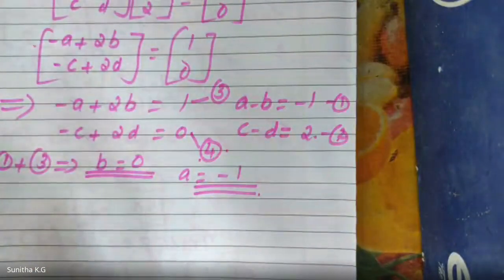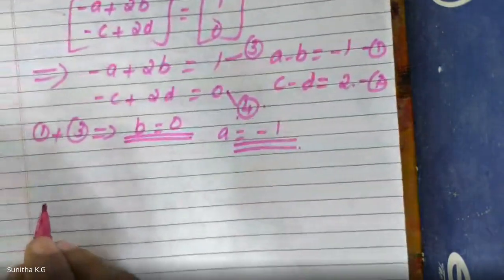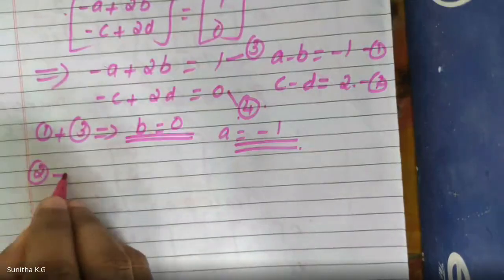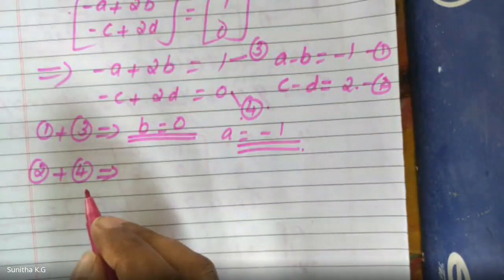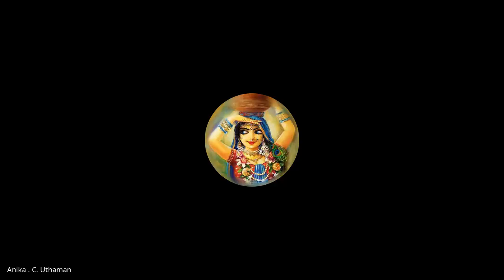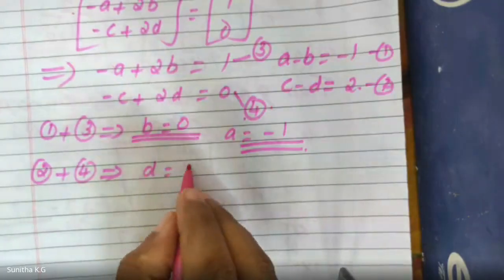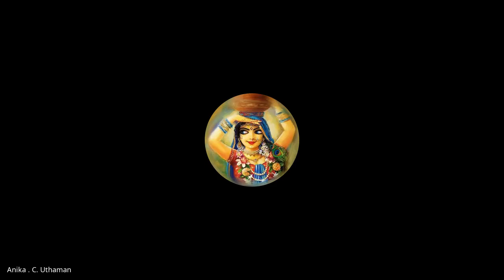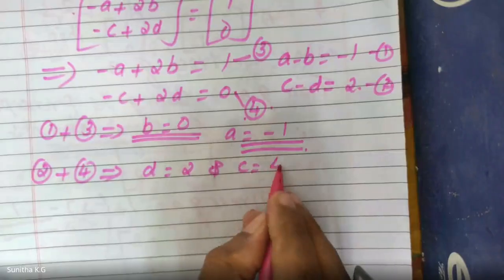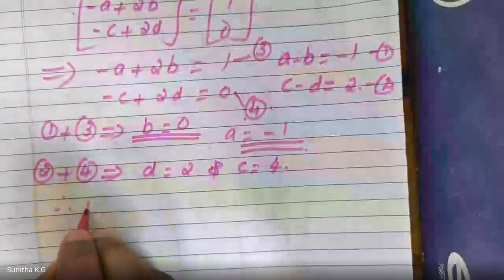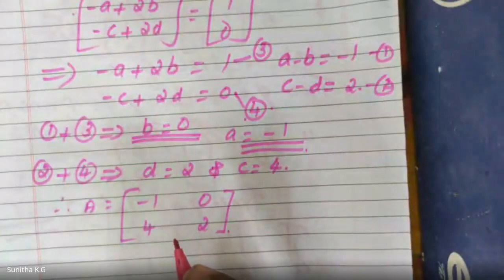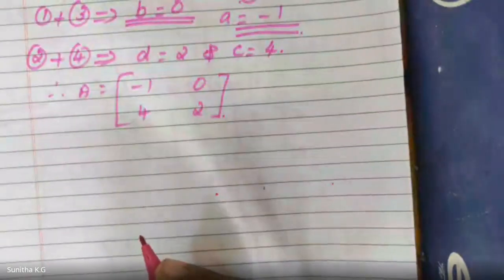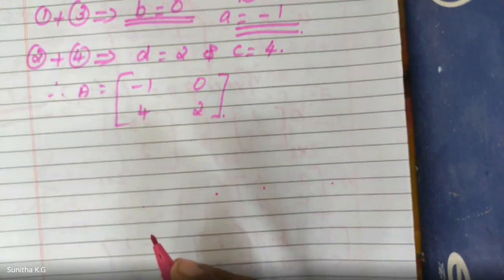Then how do we solve equations 2 and 4 for getting the values of C and D? Add the equations. Equation 2 plus equation 4 implies D is equal to 2, and C is equal to 4. Therefore, A equals the matrix minus 1, 0, 4, 2. Okay? So, which are the elements that lie on the principal diagonal?